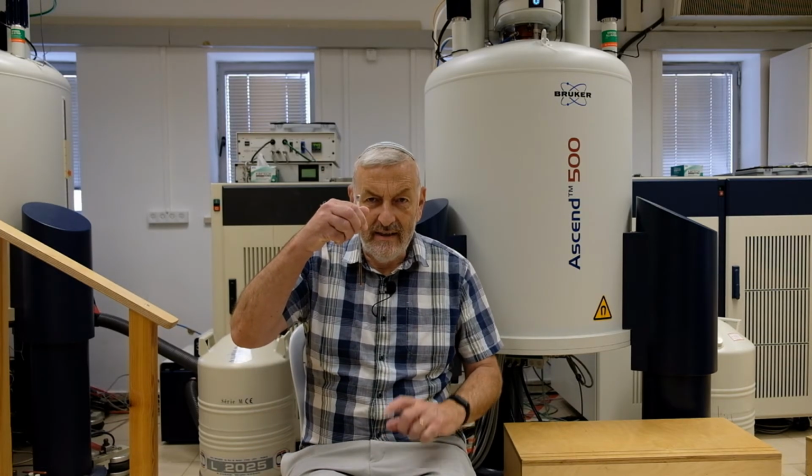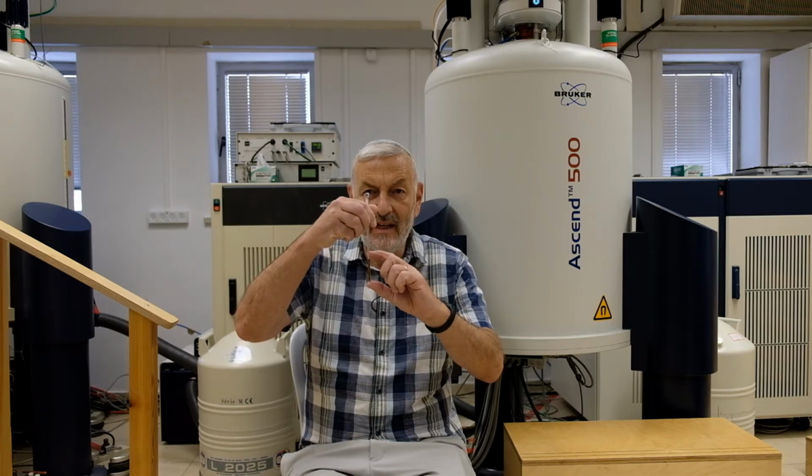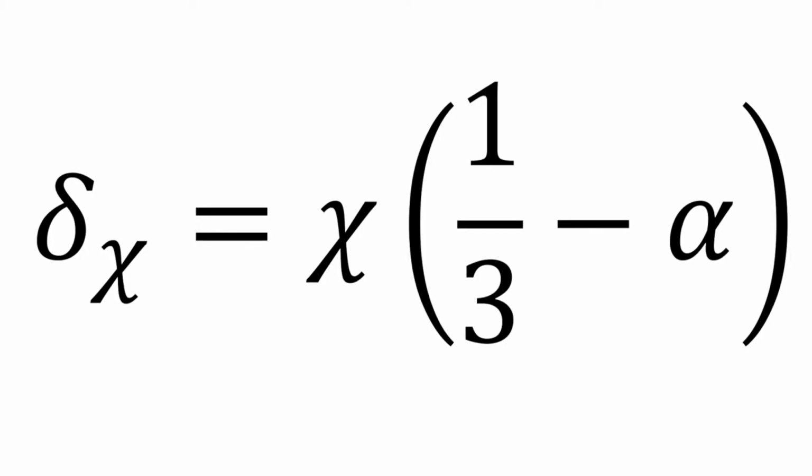For an infinite vertical cylinder aligned with the magnetic field, the shape factor is 0. And for a typical finite NMR sample, the shape factor is about 0.006. Delta Chi equals Chi times a third minus alpha.